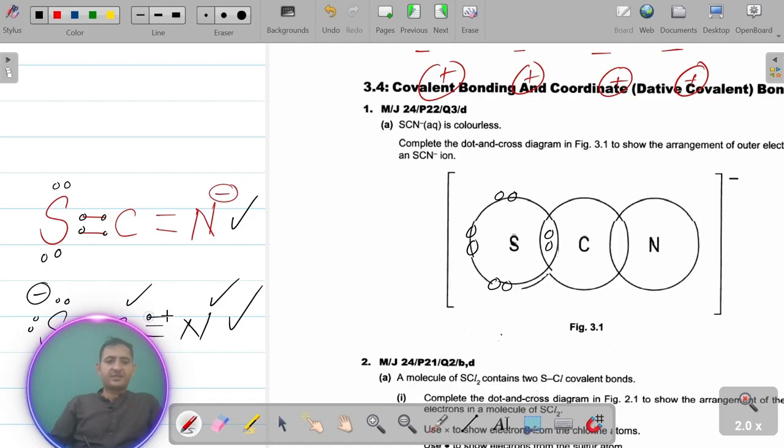So a triple bond means 6 electrons: 1, 2, 3, 4, 5, and 6. There is one lone pair of electrons because nitrogen contains 5 electrons in the valence shell. 3 electrons are taking part here, so the remaining ones stay here. This charge is because of the sulfur: sulfur is comfortable with 2 bonds, but here sulfur has only 1 bond. That is the reason there is a negative charge all over the molecule. Okay.